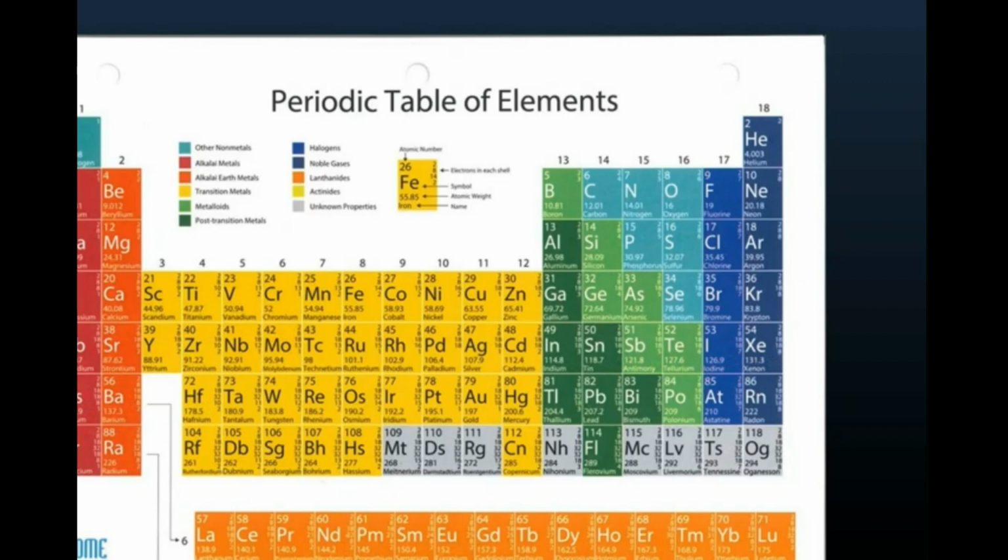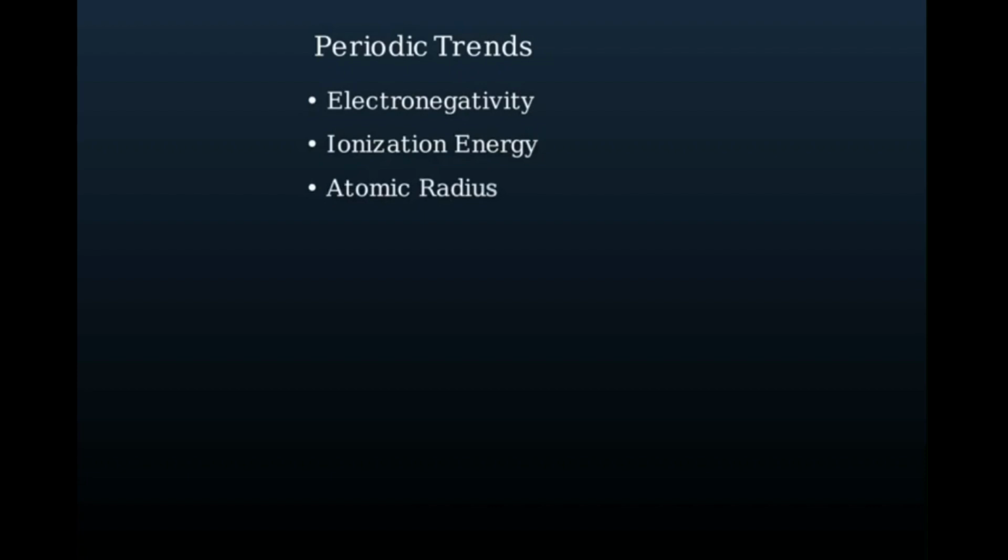Elements within the same group share similar chemical properties because they have the same number of valence electrons. Valence electrons are the electrons in the outermost shell of an atom. The periodic table displays several important trends in atomic properties. The three main periodic trends we'll examine are electronegativity, ionization energy, and atomic radius.